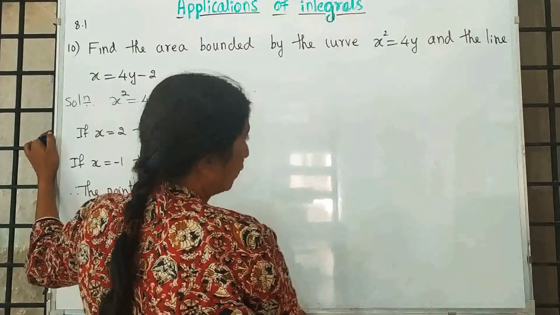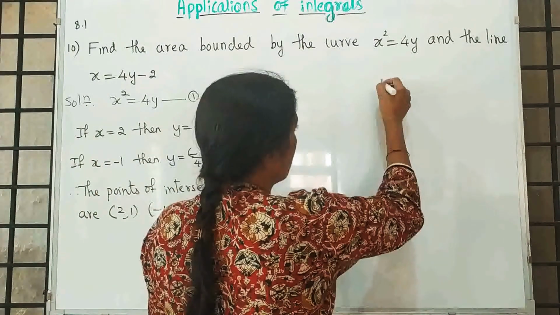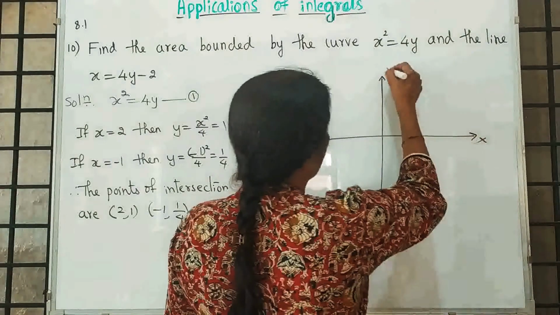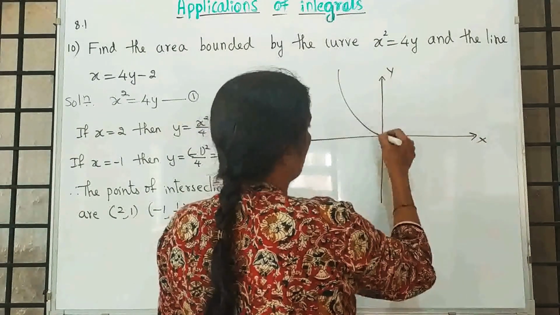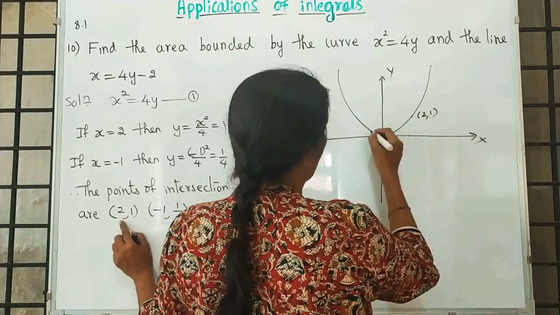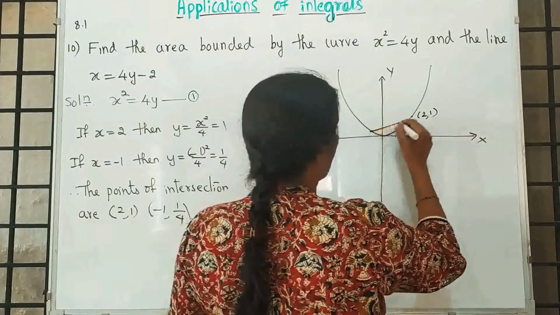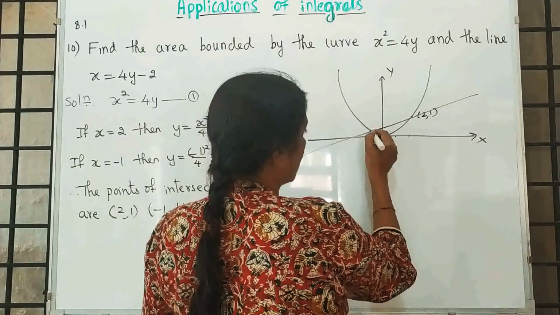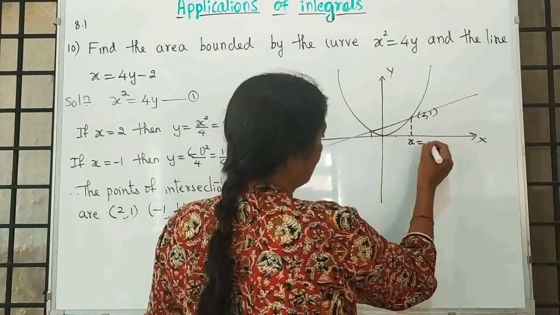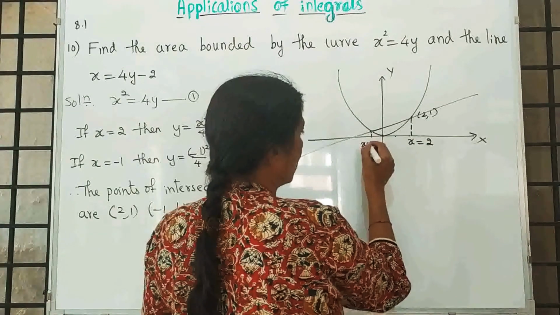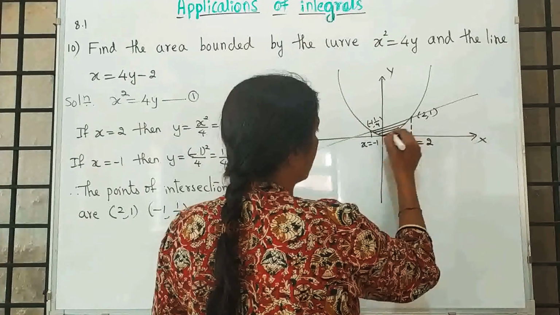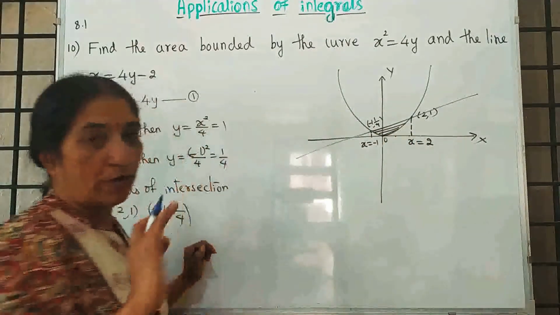x square is equal to 4y is a parabola, it opens upwards. Then the point is 2, 1, and this is minus 1, 1 by 4. Here also you can draw the perpendicular. This perpendicular is at x is equal to 2 and this is at x is equal to minus 1. And this is a shaded part, that shaded part is the required area.